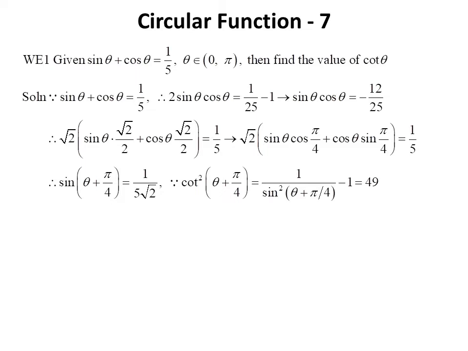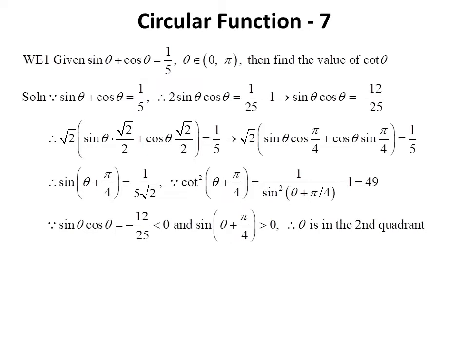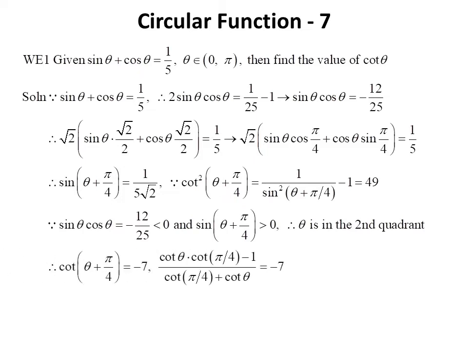Since cotangent squared (theta plus pi over 4) equals the reciprocal of sine squared (pi over 4 plus theta) minus 1, this gives the result of 49. According to the earlier calculation, sine theta cosine theta is less than 0, and at the same time sine (theta plus pi over 4) is greater than 0. So the angle theta is located in the second quadrant, and cotangent (theta plus pi over 4) equals negative 7.